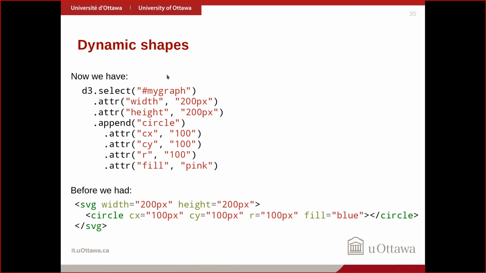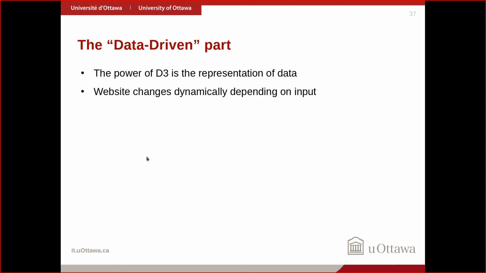So you may wonder that now we have this giant code, and before we just had this much smaller code, which was arguably more readable. But the nice thing about the D3 version is that it's all dynamic. So now that we can dynamically generate these circles, we can actually dynamically change properties. So we can change the x coordinate or the y coordinate or the radius based on data. So that's going to be the data-driven part. And the website is now going to dynamically change depending on the inputs.